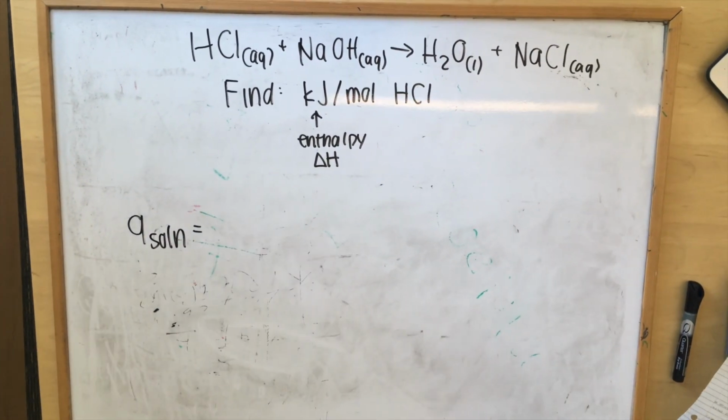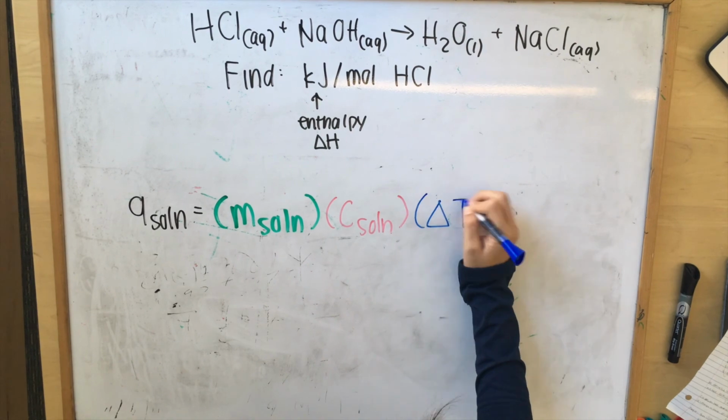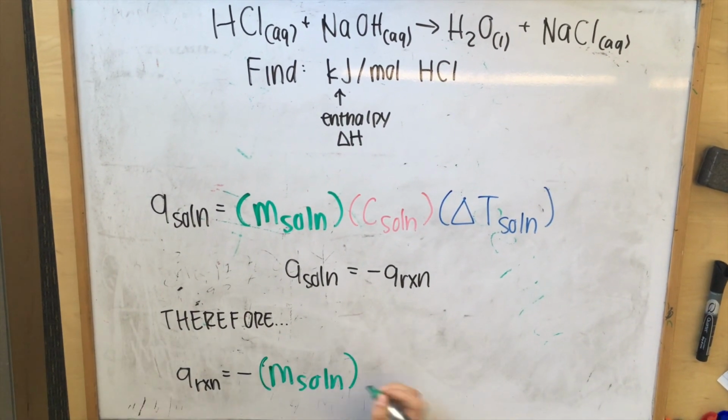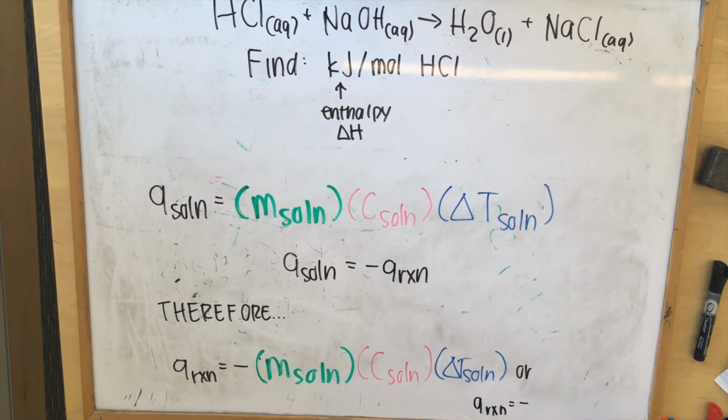As ΔH equals the heat of solution, the equation heat of solution equals mCΔT can be used to help solve this problem. However, we are asked to find the heat of reaction, which is equal to the negative heat of solution. Or heat of reaction equals negative mass of solution times specific heat of solution times change in temperature of solution, or negative mCΔT.